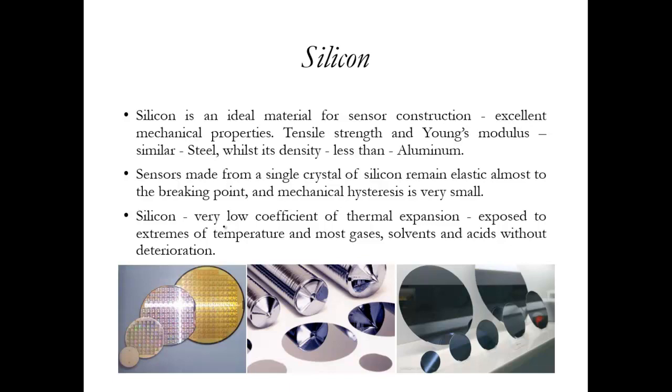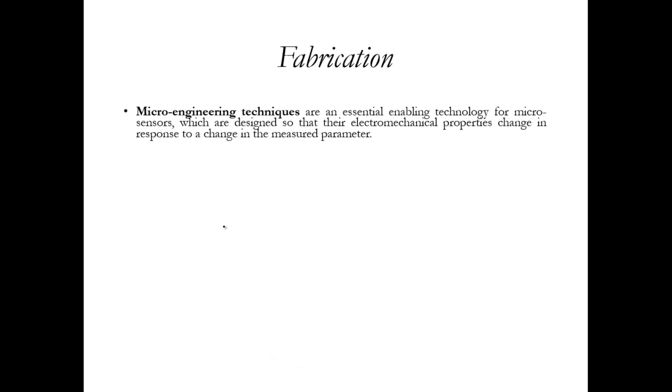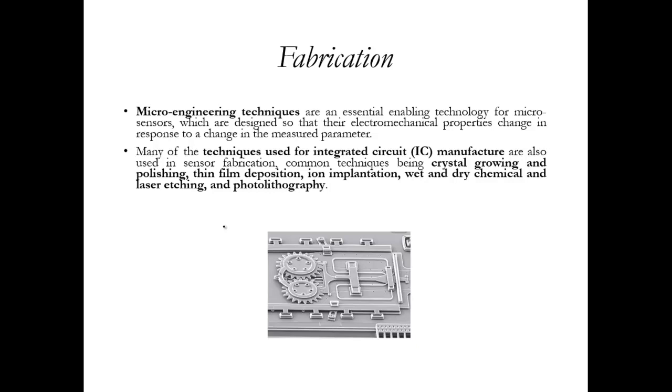And their thermal expansion coefficient is also very low, so they can be exposed to high temperatures and most gases, solvents, and acids without being deteriorated. The fabrication uses microengineering techniques similar to integrated circuit manufacturing, which include crystal growing, polishing, thin film deposition, ion implantation, wet and dry chemical and laser etching, and photolithography. These are some of the popular techniques used in semiconductor technology, where we make the integrated circuit on the silicon chip.